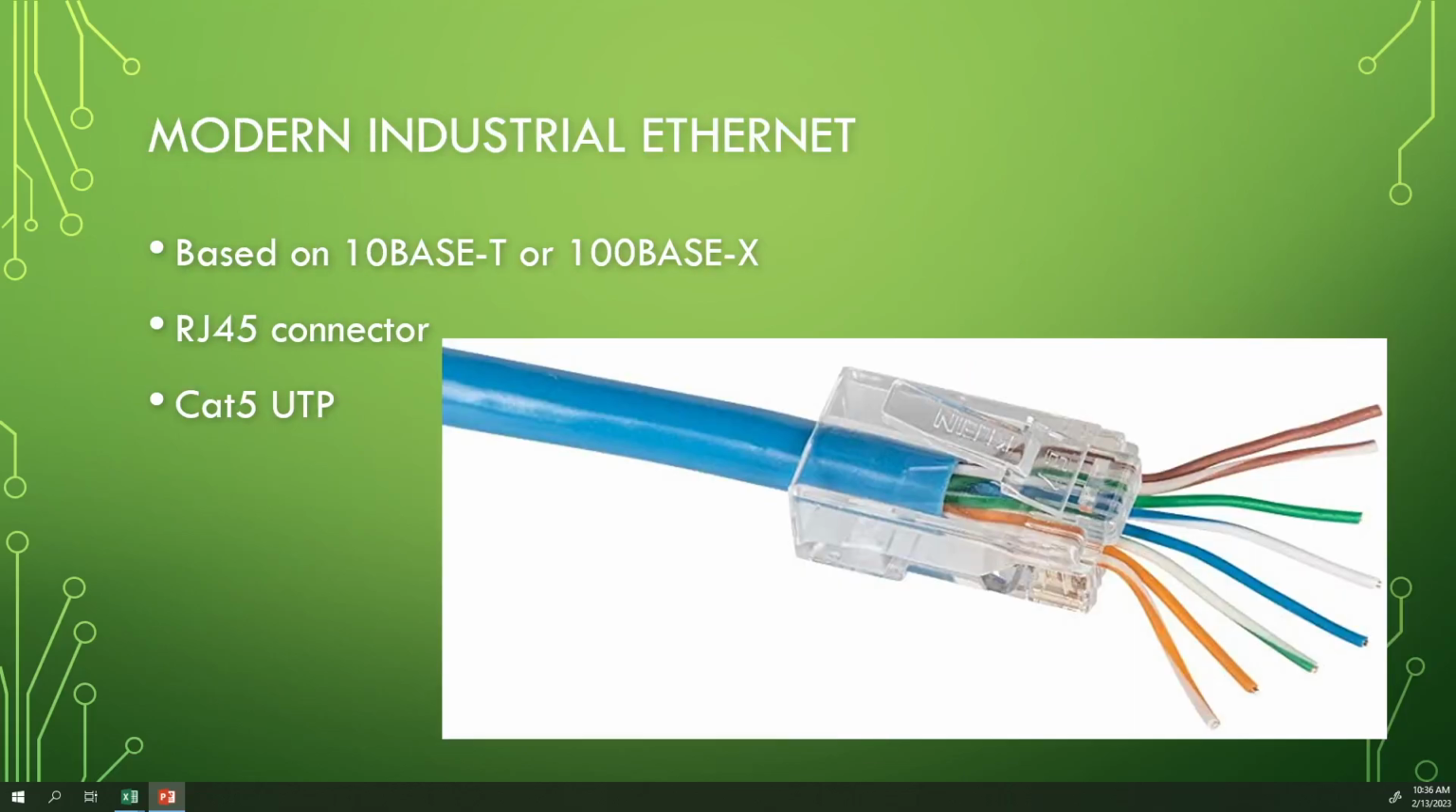Next, we go to our modern industrial Ethernet. I love this picture with the wires all spread out at the end. And look, they even got them in the right order. Whoever made this followed the B standard. All right, so this is 10Base-T to 100Base-T. Again, RJ45. Now this does say Cat 5 UTP, remember, unshielded twisted pair.